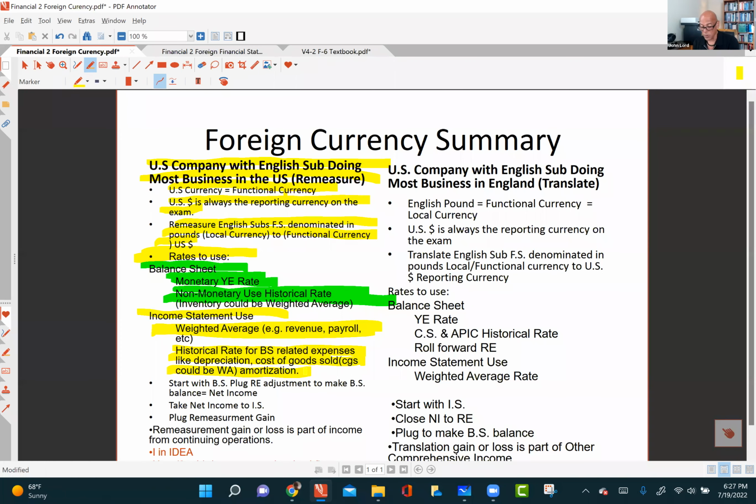For the income statement, use weighted average unless it's related to a balance sheet item like depreciation or amortization, unless it's cost of goods sold, in which case you'd use weighted average if they tell you the inventory was acquired and sold evenly throughout the year. Now, how are we going to actually do this process?